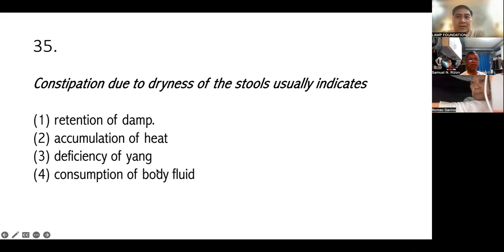So what will be your treatment principle dito? Clear the heat po siya, Doc. Constipation. Dissipate the heat? Oo, yung i-clear po yung heat niya. Kasi constipation po siya, constipated po siya eh. So based on the pulse, what are you going to look for? So kapag heat po siya, rapid po siya. Okay.